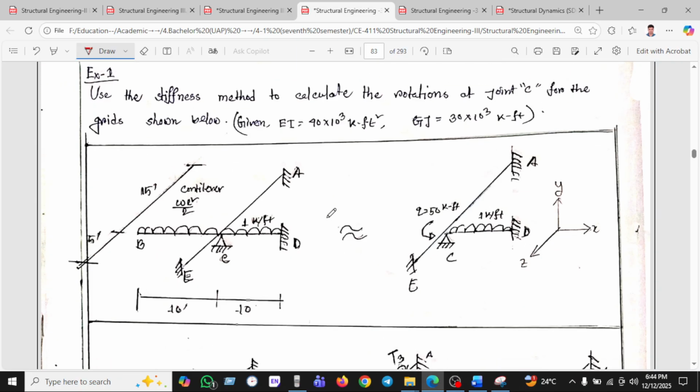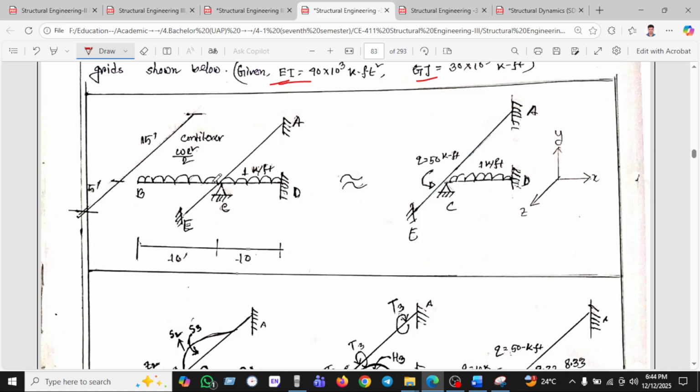Okay, so let's see another. Use the stiffness matrix method to calculate the rotation at point C for the grid shown. This is point C. EI is given, the modular ratio, EI, flexural rigidity, is called flexural rigidity. EI is given here and JG is given here.